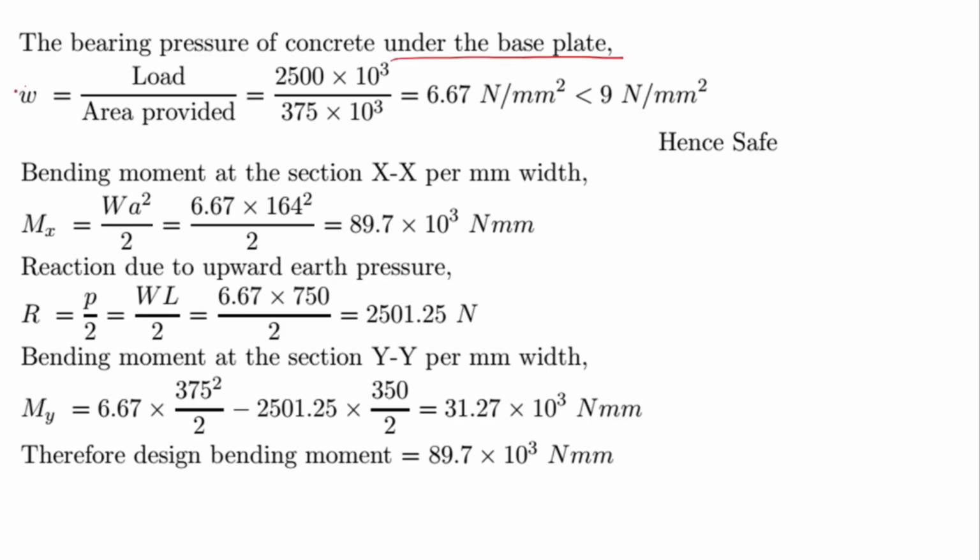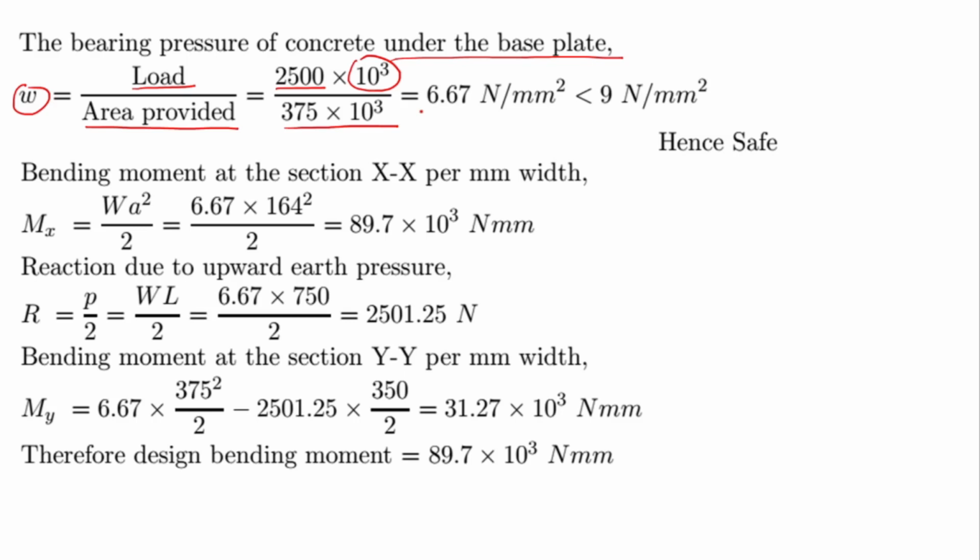The bearing pressure of concrete under the base plate, small w, we have to calculate. It is calculated by dividing the total load by the area provided. Here the total load is 2500 kilonewton, and I have converted it into Newton by multiplying it by 10 cube, and then the provided area is 375 into 10 cube mm square.